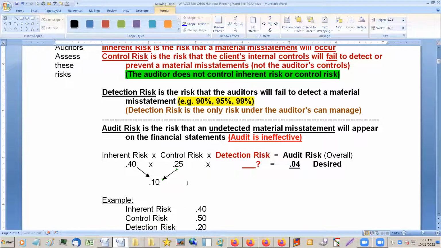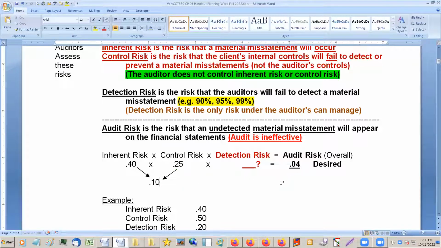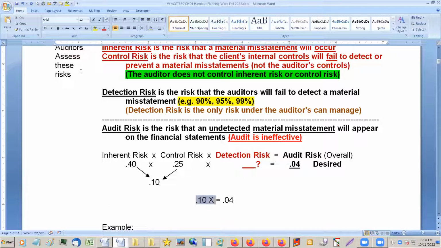So the question is, what do you have to get to 0.04? And you're right, if you divide it, it would be 0.40. Let me just put it into an equation. So this will be 0.10 x equals 0.04, right? You're going to put that into an equation. Then divide both sides by 0.10.